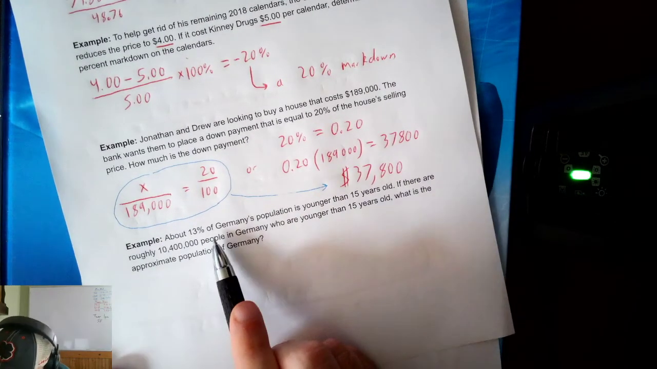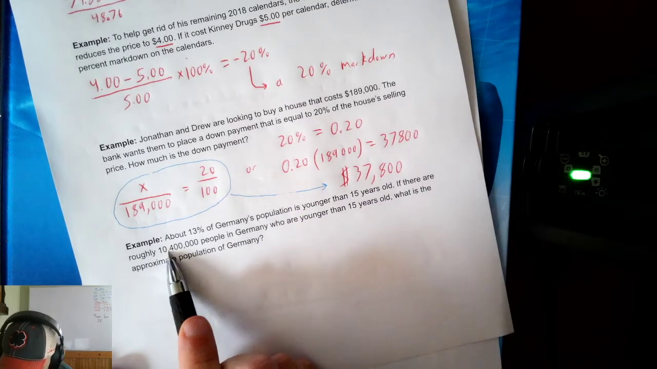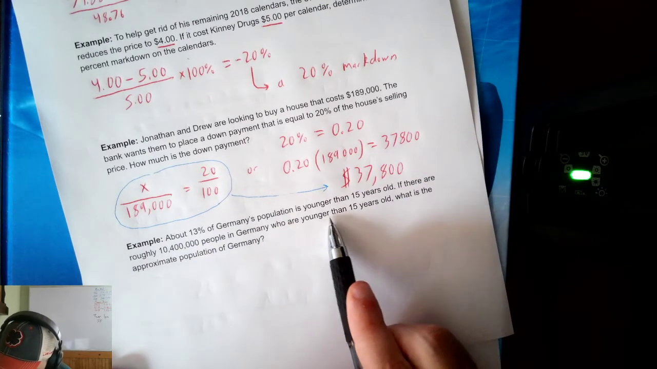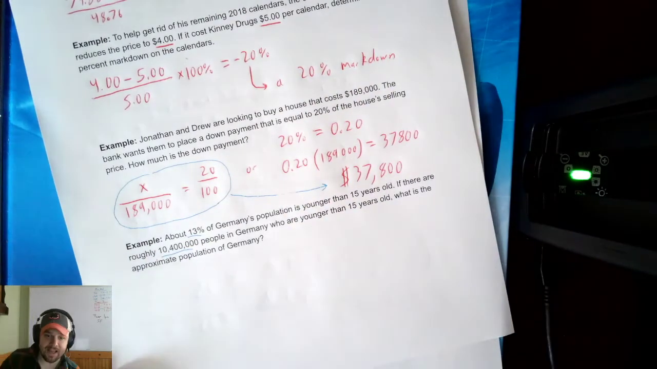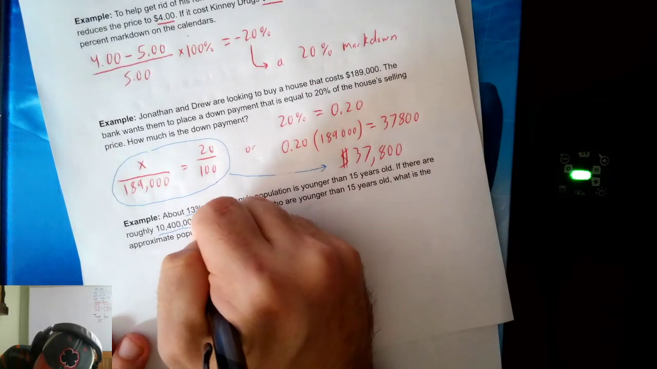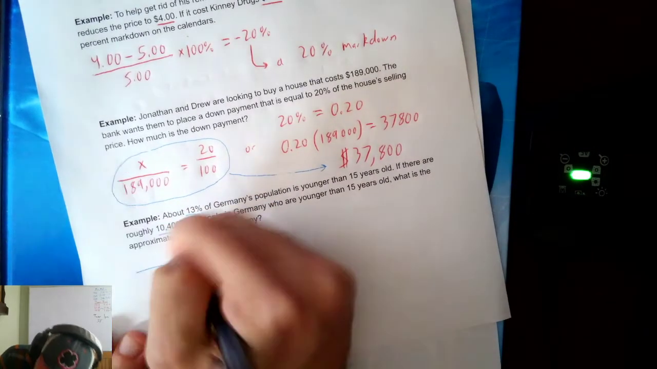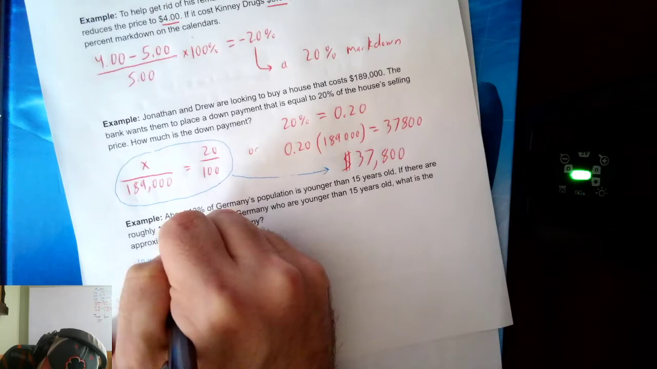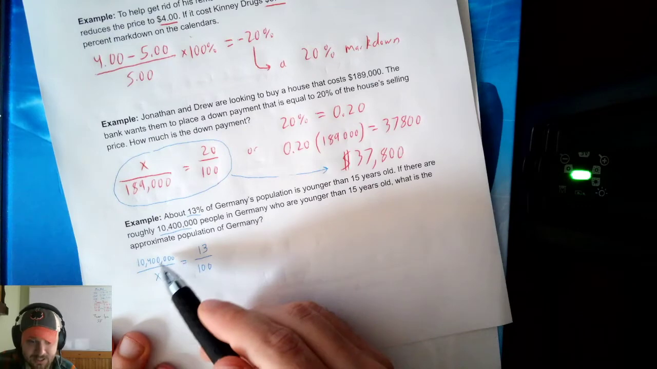About 13% of Germany's population is younger than 15 years old. If there are roughly 10.4 million people, 10,400,000 people, in Germany who are younger than 15 years old, so this number and this number correspond to the same value. What is the approximate population of Germany? Once again, it's a ratio, 13 out of 100, and that should be equal to, now I know the top value, and I'm looking for the total population, right? The 13% corresponds to the 10.4 million.